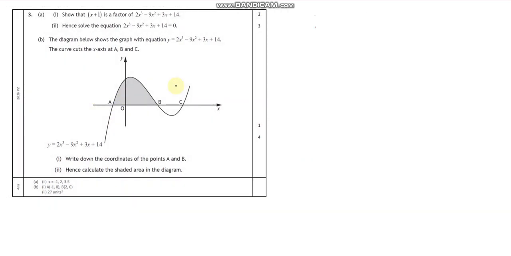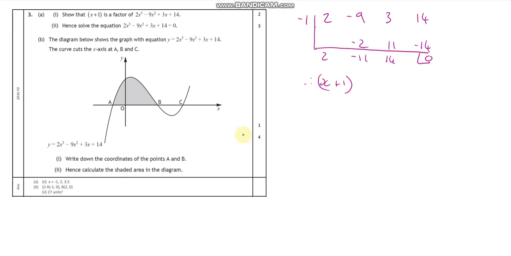So for that one, you need to do synthetic division. So I've got 2, negative 9, 3, and 14. If that is a factor, I'm going to put in negative 1, and I should get 0 out. So pull the 2 down, negative 2, add them, multiply them, add them, multiply them, add them. Fantastic. So make sure you write, therefore, x plus 1 is a factor as the remainder is equal to 0.